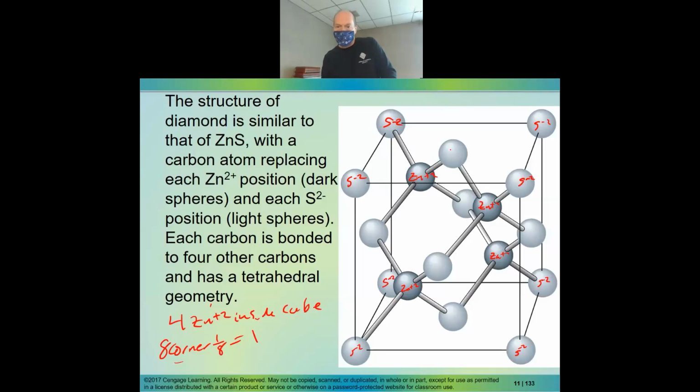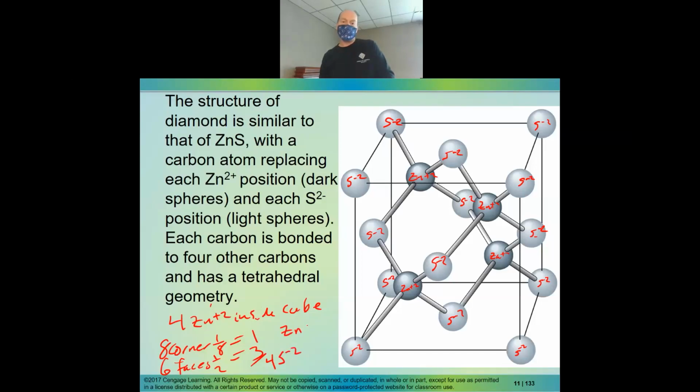Then your S minus 2s are also on each face. So S minus 2 is on all 6 faces. And so you have 6 faces. And again, 1/2 of that ion is in the cube. And so again, we have a 4-to-4 ratio. And it is 4 of the Zn plus 2s and 4 of the S minus 2.